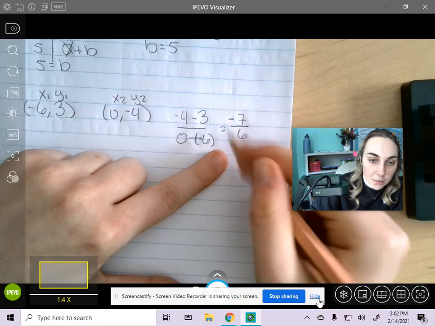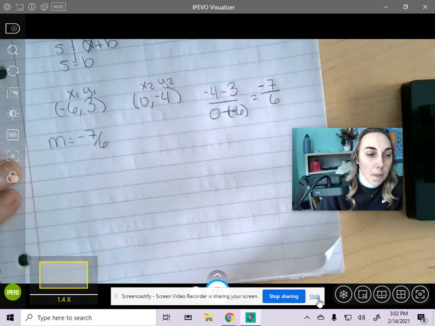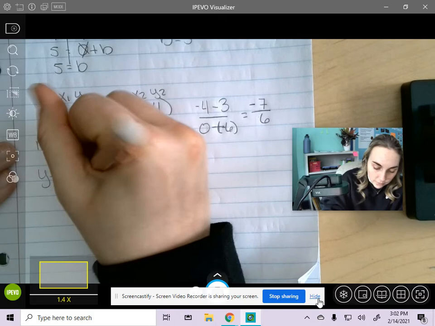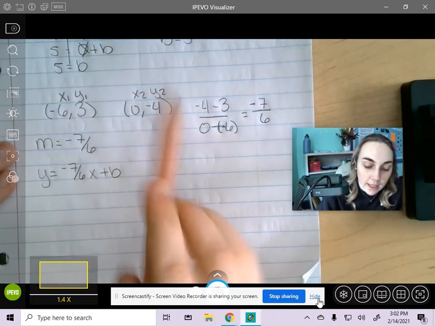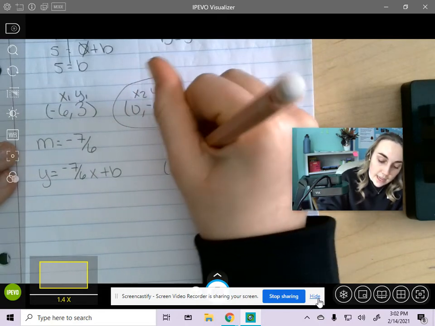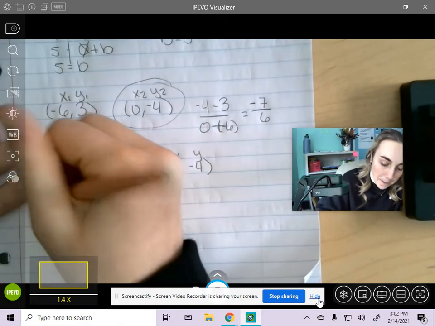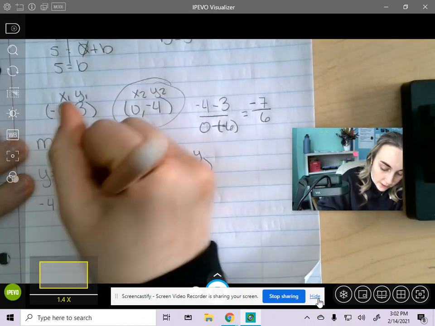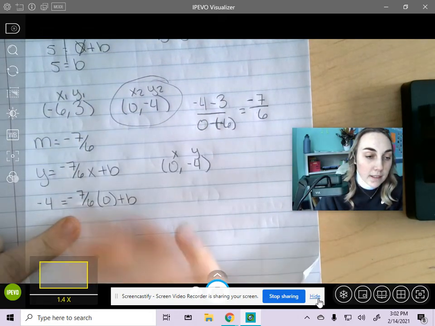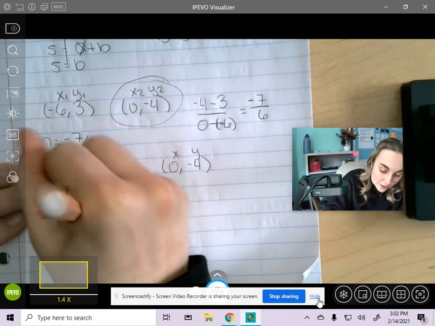Okay, so here is our slope. Our slope is -7/6. Okay, so I can put that into our equation. And I'm going to plug in this one this time. So we have 0 and -4. 0 is an x, -4 is a y. -4 gets plugged in first for y. -7/6. Then I need 0 for x. All right, so -7/6 times 0 is going to give us 0.